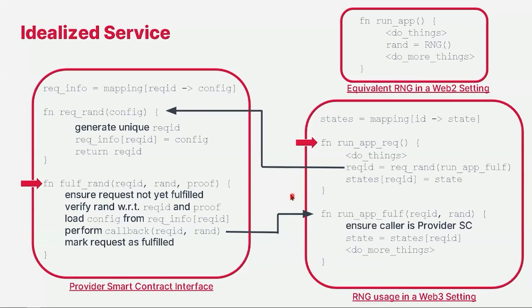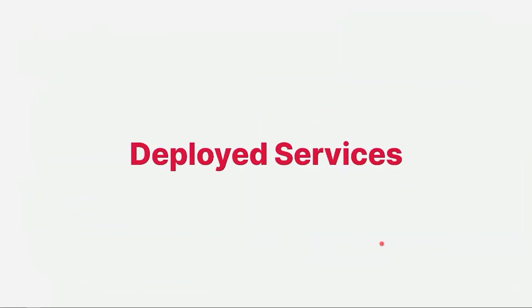So this is what our idealized service should be. This is basically the minimum of what we could do. The client only has to save their local state. They have to request randomness. And all they have to do here is ensure the caller is their provider, and they have to load their state. So this is the minimum the client could do, and this is our goal. So let's see how that compares to some of the deployed services.